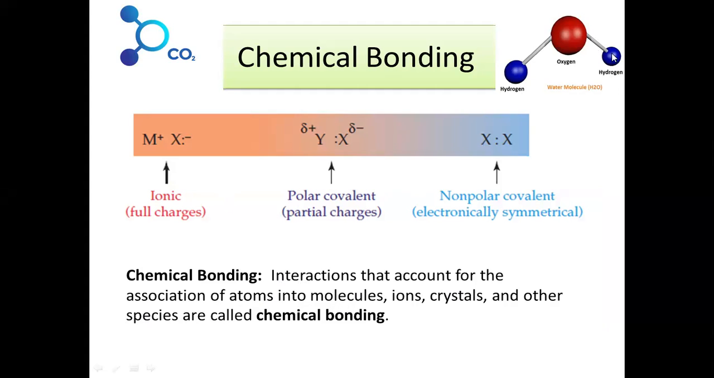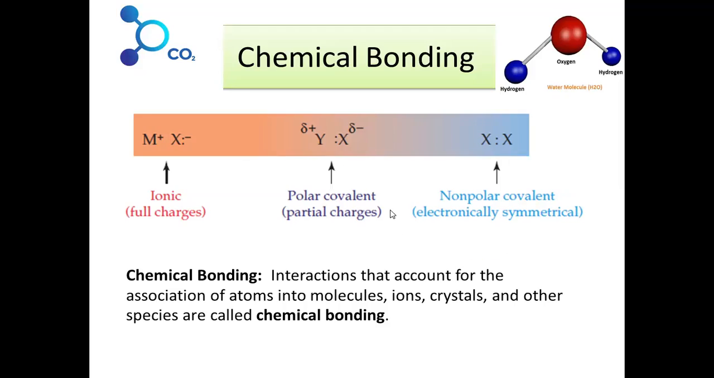Like in the case of the water molecule, there are two hydrogens and one oxygen. Let's suppose this is carbon dioxide, and there is one carbon and two oxygens. So how they are bonded to each other, and the way of interaction between the atoms that holds them together to form a molecule, is called chemical bonding. So this is the simple definition of chemical bonding.